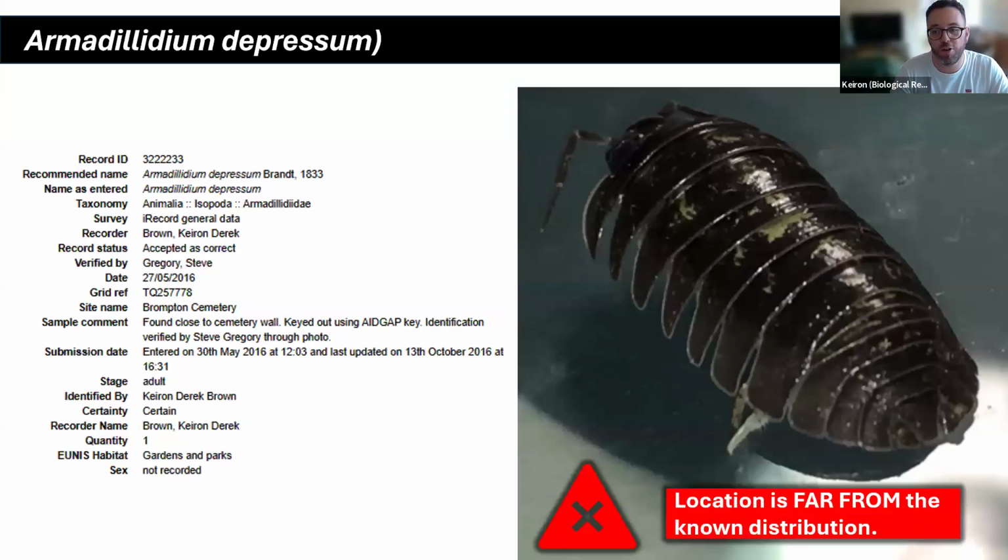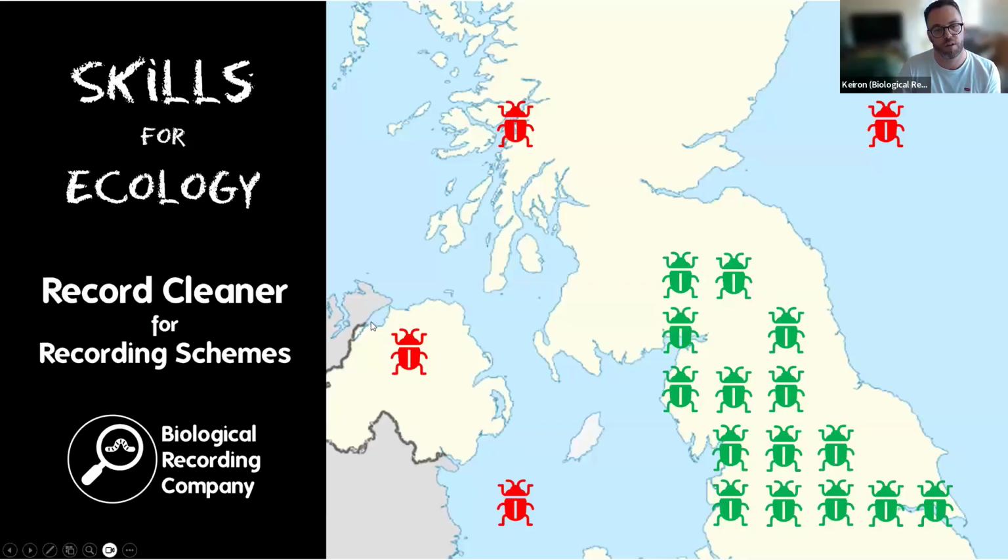And again, just another example to stress the importance of not thinking that your records are wrong. This is another one of my records, Armadillidium depressum, a type of pill woodlouse. It flagged up when I ran it through Record Cleaner just now as being far from the known distribution. This record has been verified by the, at the time, National Verifier for Woodlouse, Steve Gregory. So it is an accepted record. It was far from the known distribution, but it doesn't mean it was wrong.